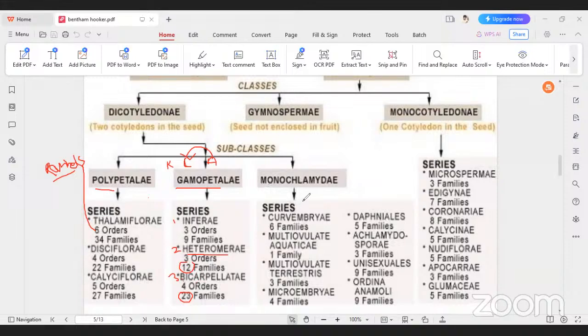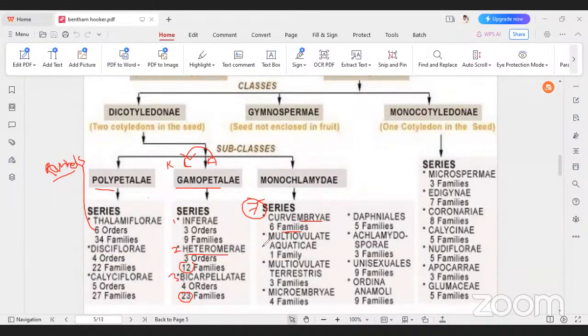Monochlamydeae is divided into seven series, and the series are not further divided into orders. There is no order, only the seven series. The first series is Curvembryae, directly six families.